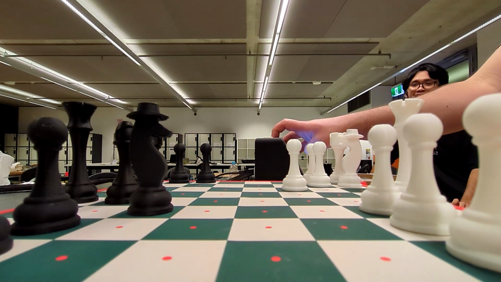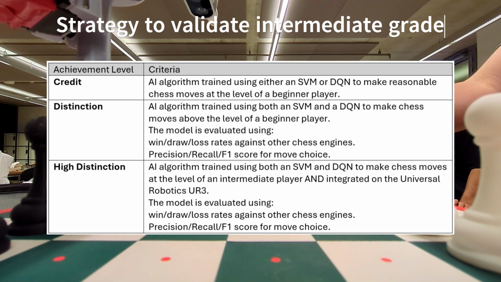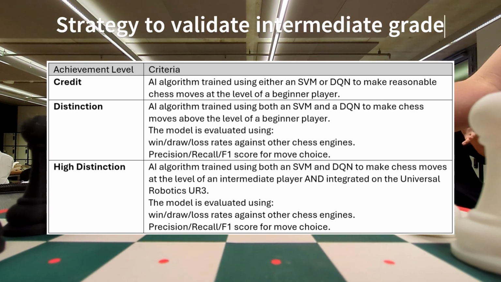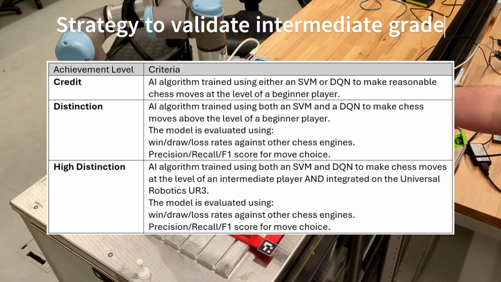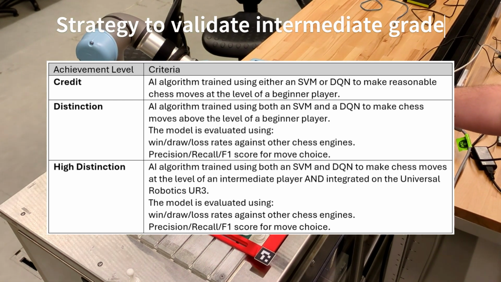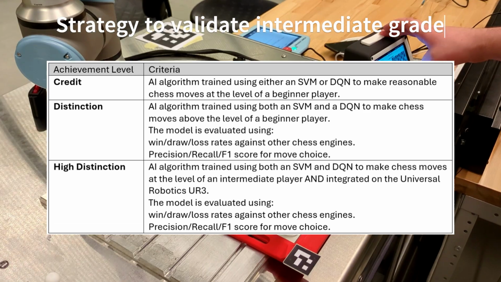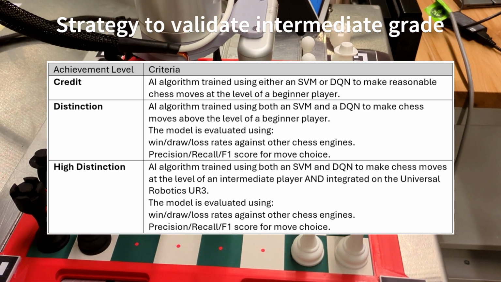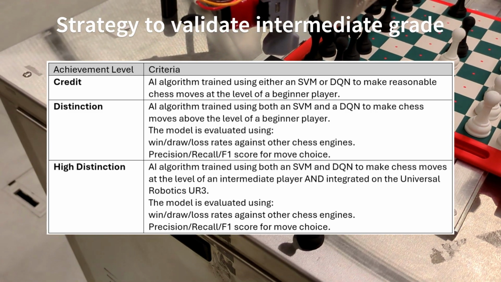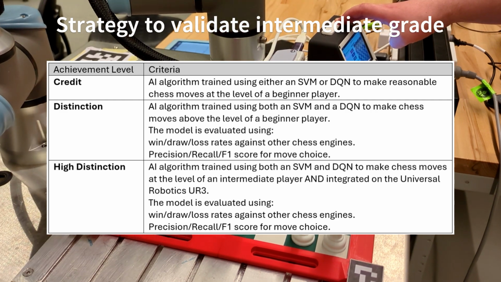We believe that a reasonable criteria for determining our grade would be a credit lining up with an AI algorithm trained using either an SVM or DQN to make reasonable chess moves at the level of a beginner player. A distinction would be an AI algorithm trained using both methods at the level slightly above that of a beginner player. This model would also be evaluated against other chess engines and using precision, recall, and F1 score.